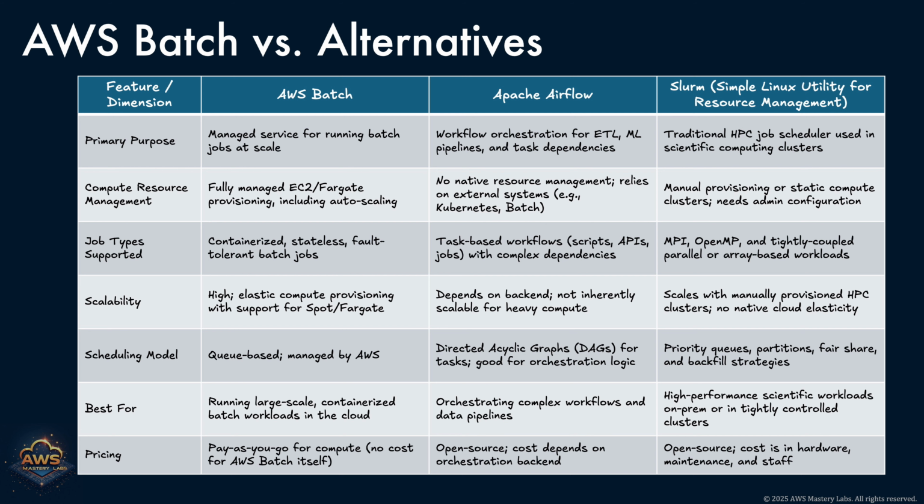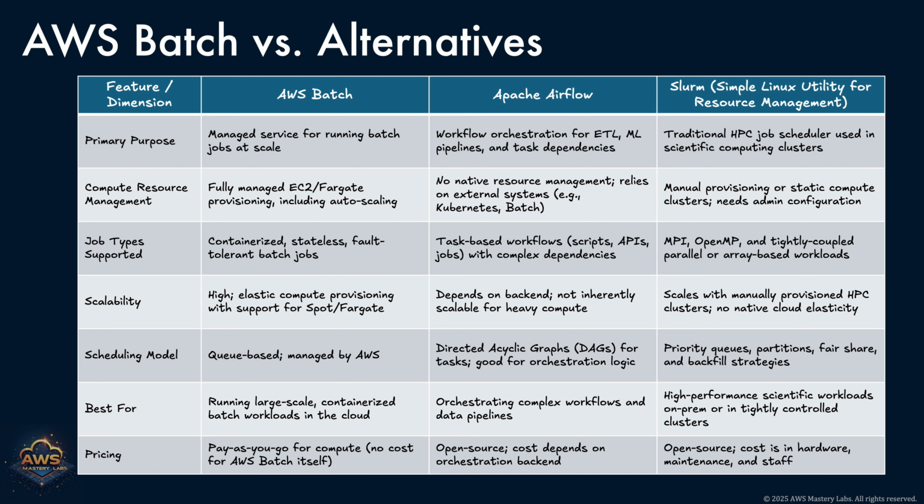In contrast, Apache Airflow is a workflow orchestration tool for data pipelines or machine learning workflows. Slurm, on the other hand, is a high-performance computing scheduler built for running parallel or tightly coupled scientific applications on shared compute clusters. On the compute management front, AWS Batch is fully managed. Airflow doesn't manage compute directly. Instead, it schedules tasks on whatever infrastructure you connect it to, unless you are using MWAA. Slurm requires manual provisioning and configuration of compute clusters, often on-premise or in fixed cloud environments.